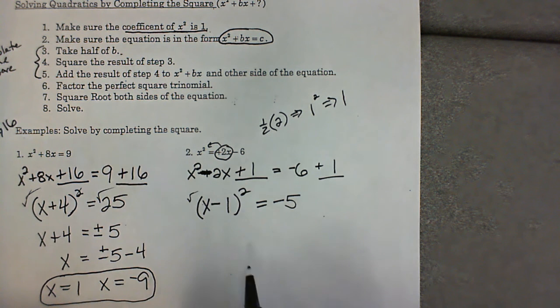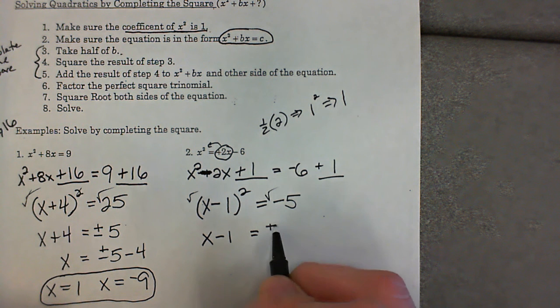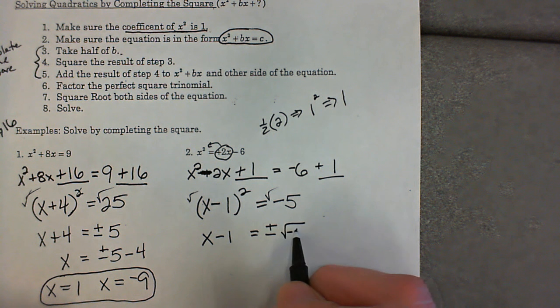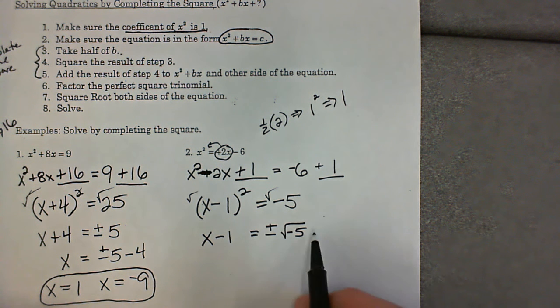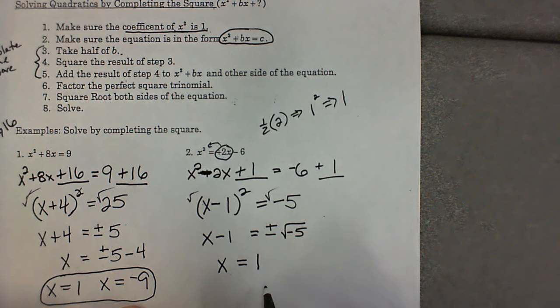So we take the square root of this side. You're just left with x minus 1 equals, take the square root of this side. You get positive or negative square root of negative 5. And since we're taking the square root of a negative, we know that's going to be an imaginary number. So we'll simplify that in the next step. So now we just solve, we bring the 1 over, so x equals positive 1 plus or minus, now the negative comes out as an i, so this is i square root of 5.